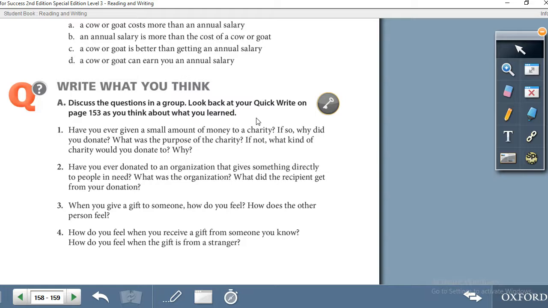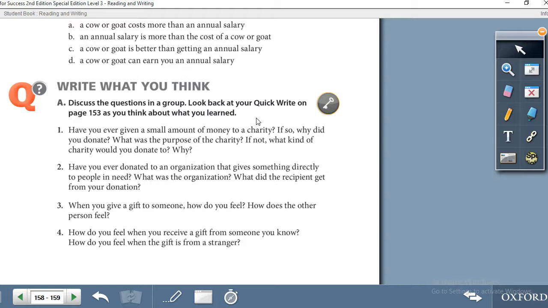Number 2, have you ever donated to an organization that gives something directly to people in need? What was the organization? What did the recipient get from your donation? Number 3, when you give a gift to someone, how do you feel? How does the other person feel?